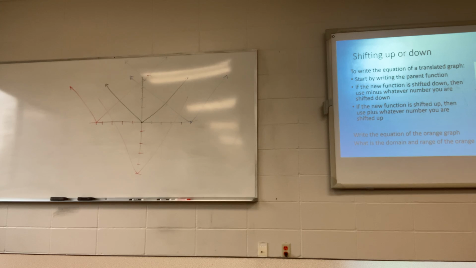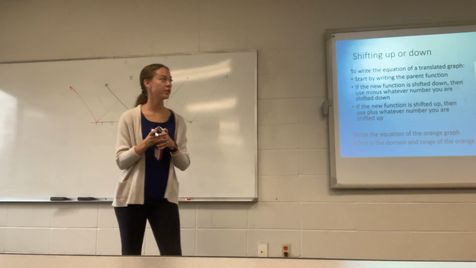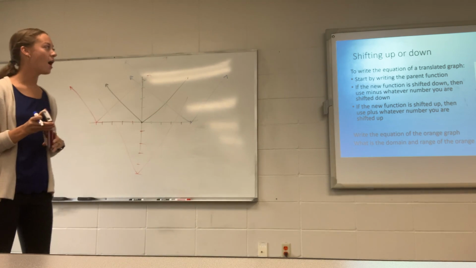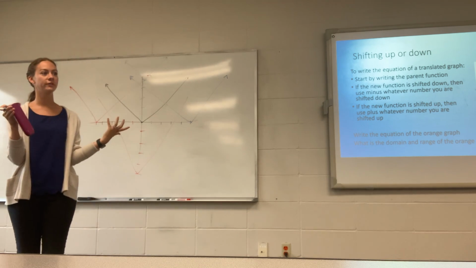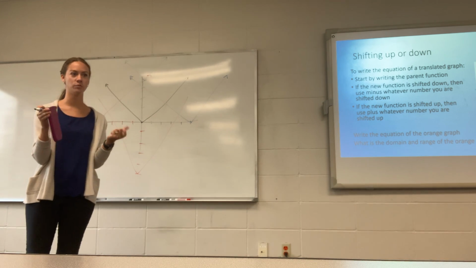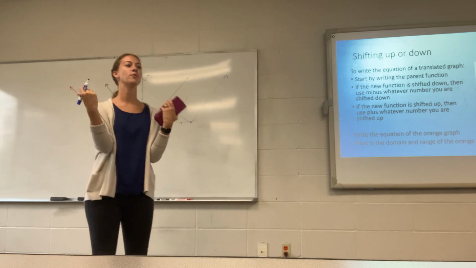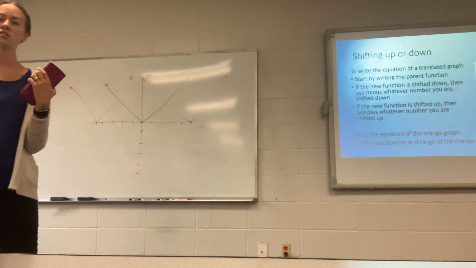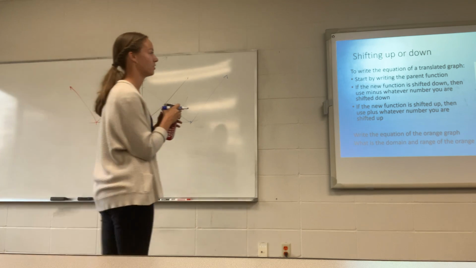Okay, so shifting a graph up or down. To write an equation of a translated graph, one that's transformed, that's moved around, you start by writing the parent function, which is just your original equation. A parent function would just be how we started, y equals the absolute value of x. That would be your parent function. It doesn't have any numbers with it. It's just the x. Or like y equals x squared. That would be a parent function.